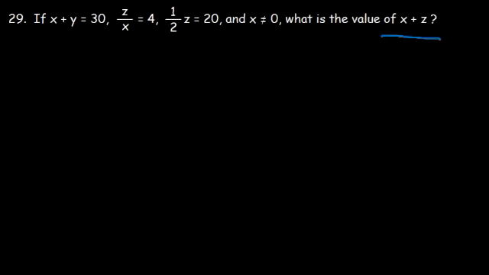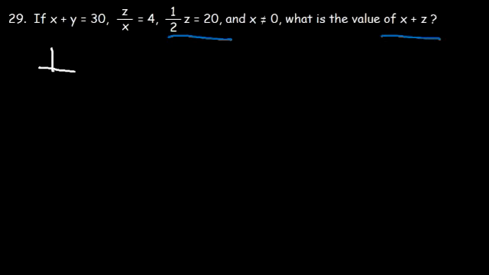Notice that the first equation has two variables, so we can't solve for x or y unless we have another equation. And the second equation has x and z, so we can't use the first two equations because now we have three variables, x, y, and z. However, if you look at this equation, it only has z, which means we can solve it. So let's start with that equation.